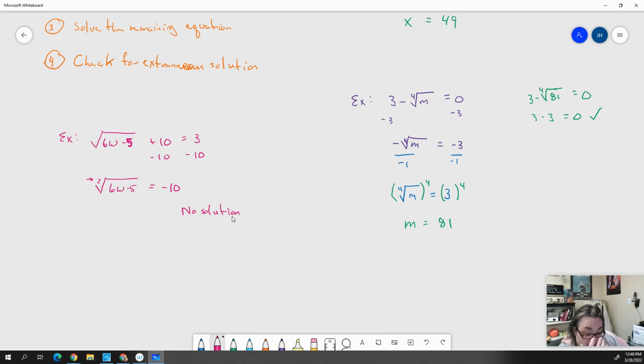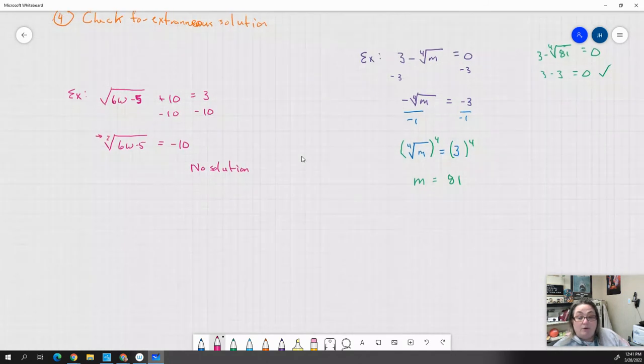But the easiest way to tell when there's something that has no solution is that you have an even indexed thing set to a negative. It'll save you a ton of work just to remember it that way, that once you get it isolated, if it's set to a negative, you could automatically just write no solution. Or you could do all the work on it, and then when you check for extraneous solutions, you could see that that would be extraneous. But that's a lot more steps for you, right?